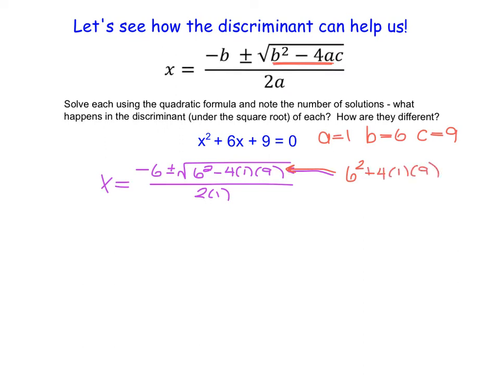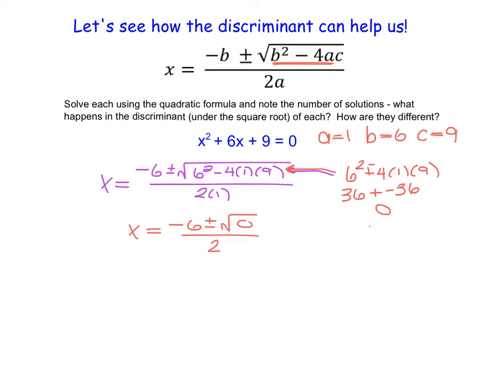Now I'm going to use keep change there so I don't make an error. And this becomes 36 plus, well, negative 4 times 1 is negative 4. Negative 4 times 9 is negative 36, so this becomes 0. So what I really have here is x is equal to negative 6 plus or minus the square root of 0, all divided by 2.